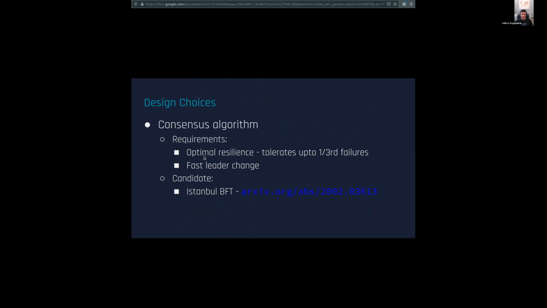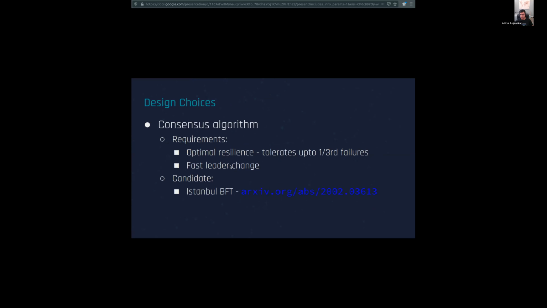The most notable is the consensus algorithm itself. The requirement for this was that it has optimal resilience. That is, it tolerates the maximum number of faults that are possible, which is 1/3. We want this because in order to achieve the same fault tolerance, we want to run the minimum number of nodes possible and reduce our staking costs that way.